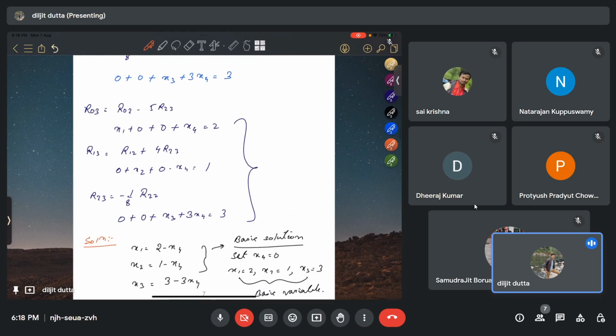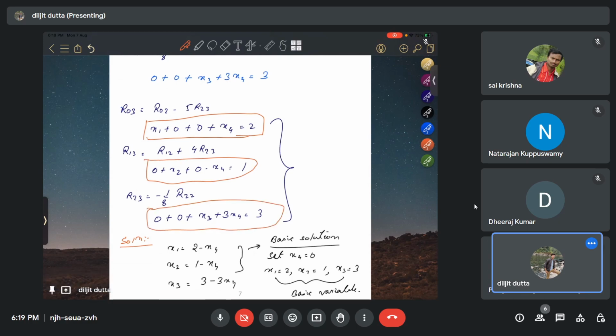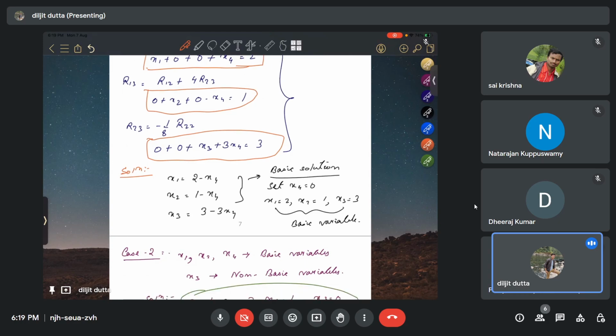So this is the final set of equations that we get. One is x1 plus 0 plus 0 plus x4 equal to 2. The second is x2 plus x4 minus x4 equal to 1, and third is x3 plus 3x4 equal to 3. We will consider x1, x2, x3 as the basic variables, and we can express them in terms of x4. Now by setting the value of the non-basic variable, x4, equal to 0, we will get the basic solution, that is x1 equal to 2, x2 equal to 1, and x3 equal to 3.